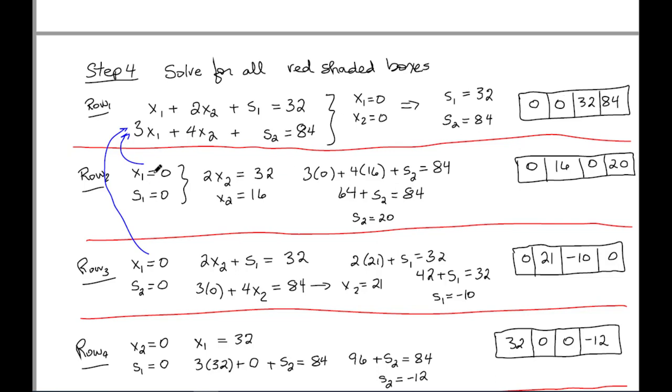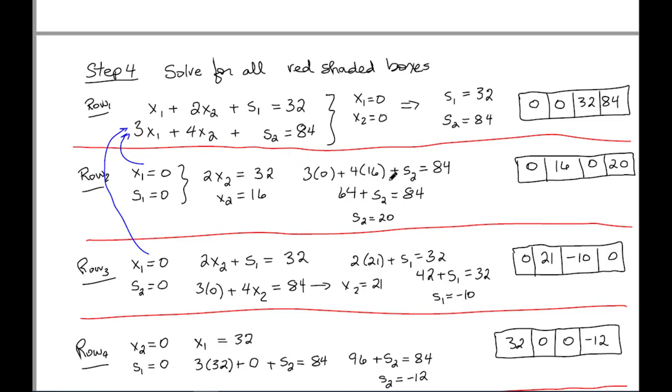And then we had x1 is 0, s1 is 0. And now I need to figure out what x2 and s2 are. So x1 is 0, s1 is 0. So 2x2 is 32, and you get x2 is 16. Alright, go to the next one. Let's see, x1 is 0. x2 is 16, I know now. s2, don't know.